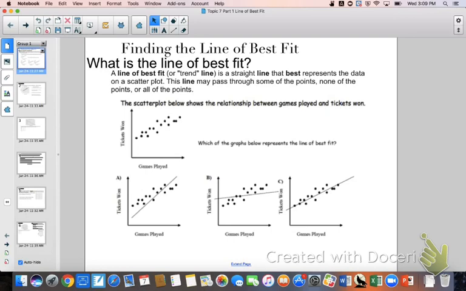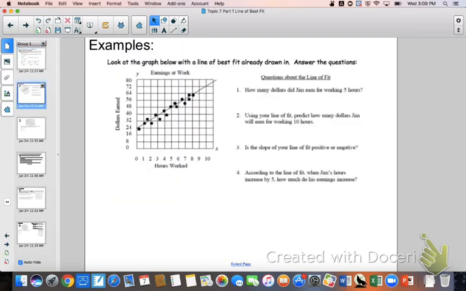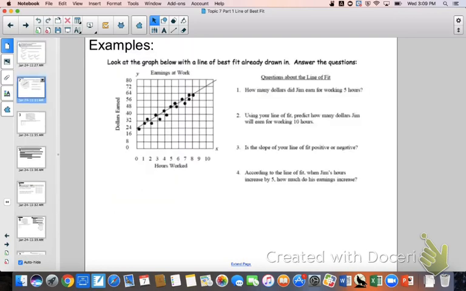So, next we have this one. Look at the graph below with the line of best fit already drawn in, and answer the question. You can see it's very close; the points are all pretty close to it. How many dollars did Jim earn for working 5 hours?